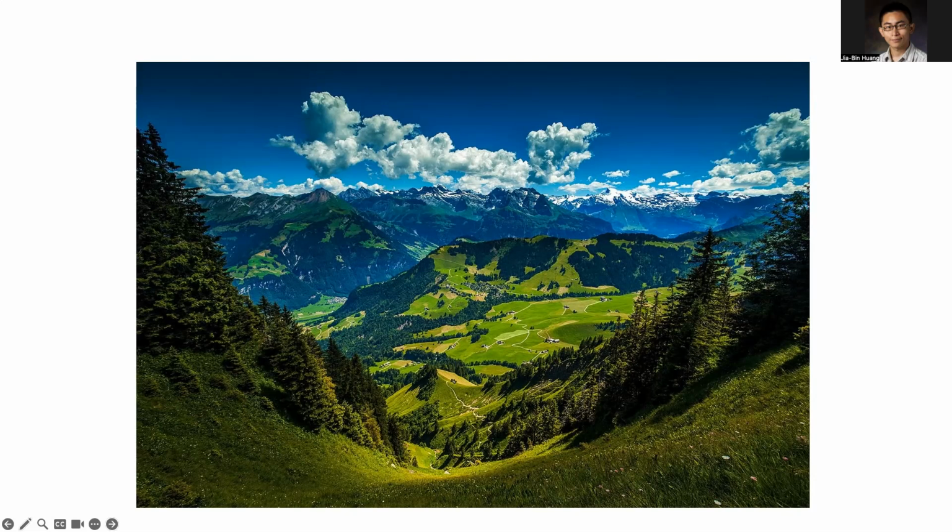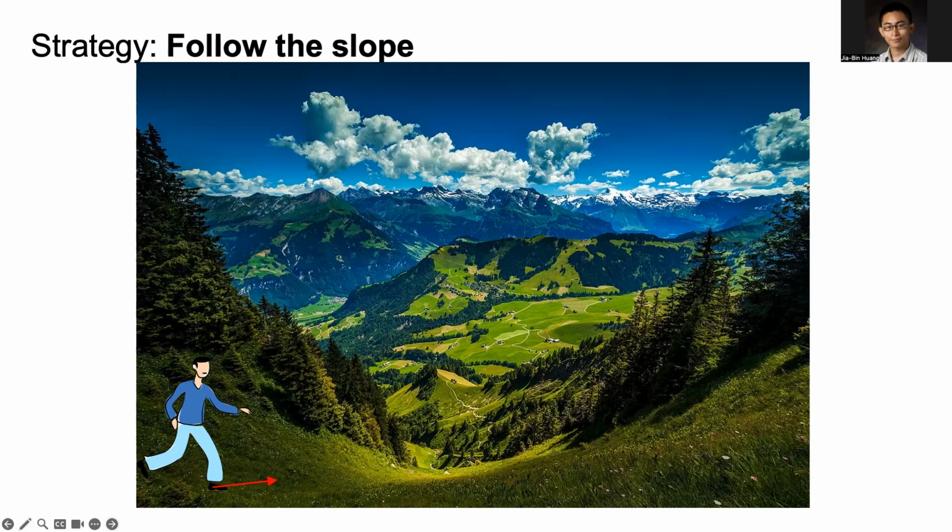Any idea? Let's imagine that you are in a heavy fog. How do I get home? Any idea? Yes, follow the steepest direction. Basically, a kind of greedy approach. I want to get down, so at this location I want to find the direction that I can move downward. I don't want to go up. So that's the basic strategy.